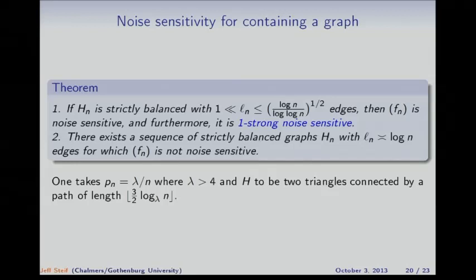Of course, there's a big gap here. There's log n to the 2/3, who knows? I would be surprised if you could figure it out. Anyway.